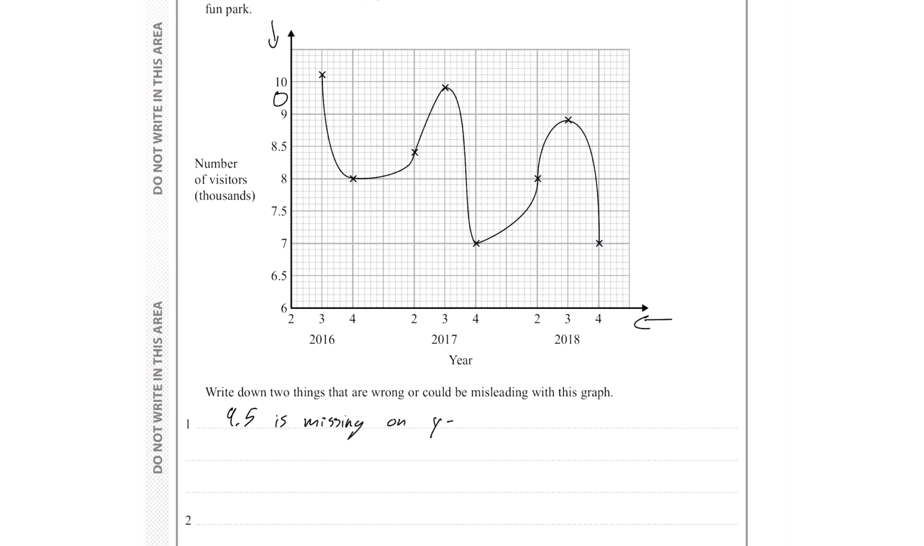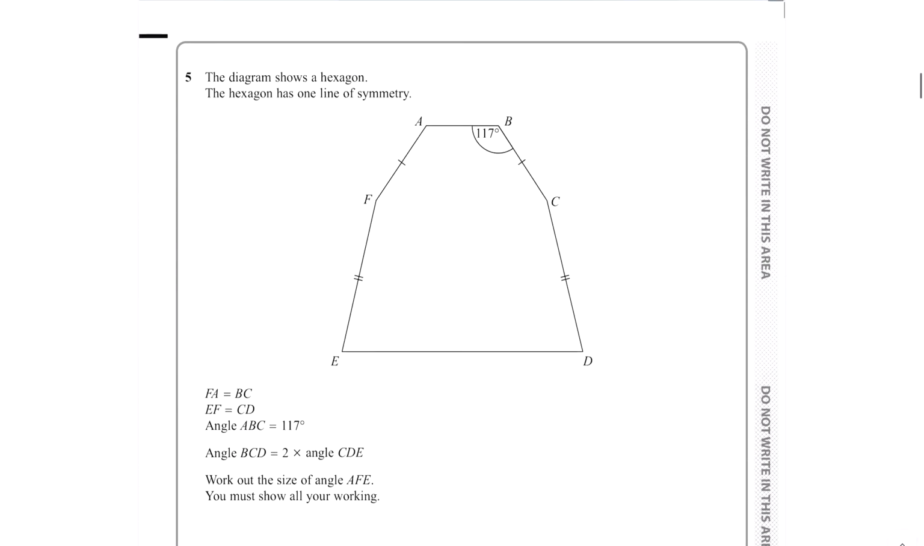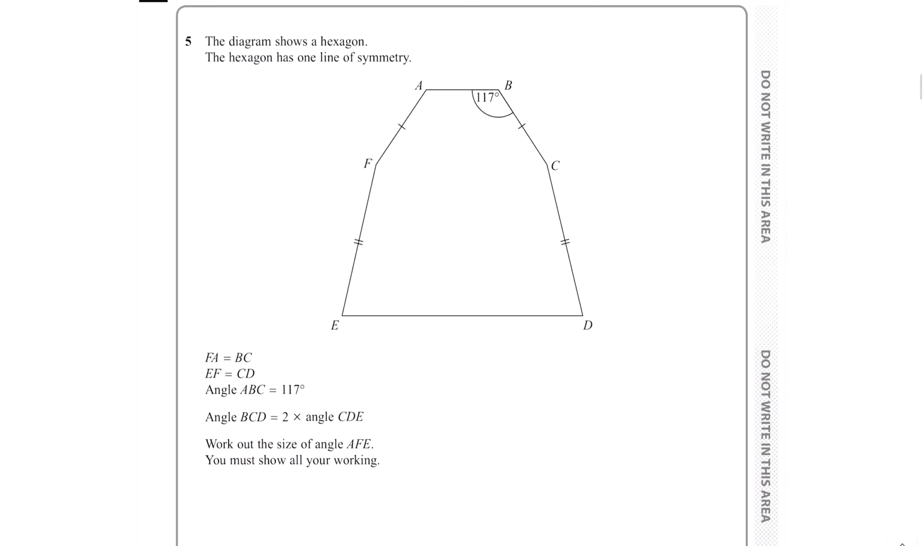on y-axis. And then the other thing that's wrong with it, it should be joined together using straight lines, not curves. Points should be connected using straight lines, and not curves. So moving on to 5, we have been given a hexagon.